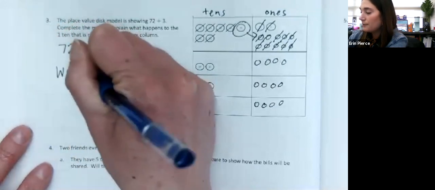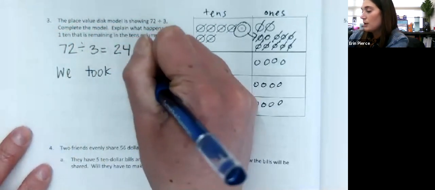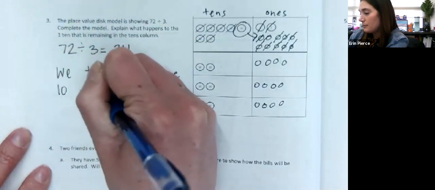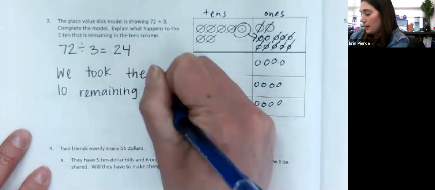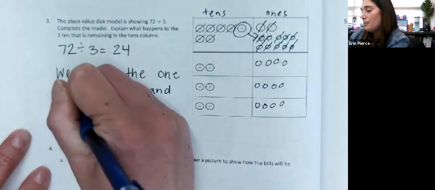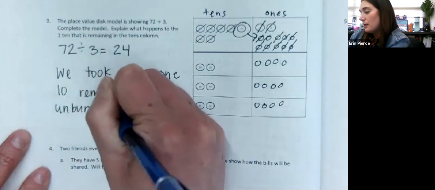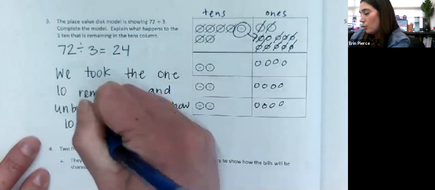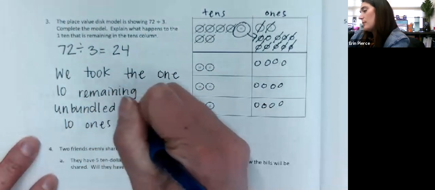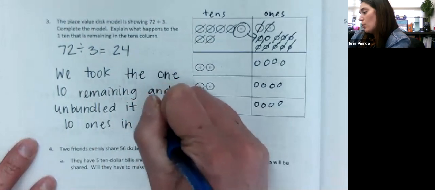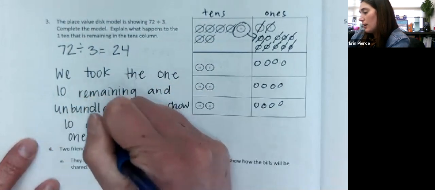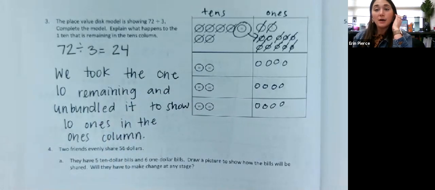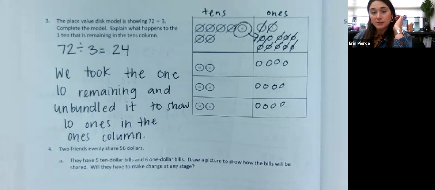Explain what happens to the 10 that is remaining in the tens column. We took the 10 remaining and unbundled it to show 10 ones in the ones column. If I'm going fast, remember you can pause the video and copy down the answer.